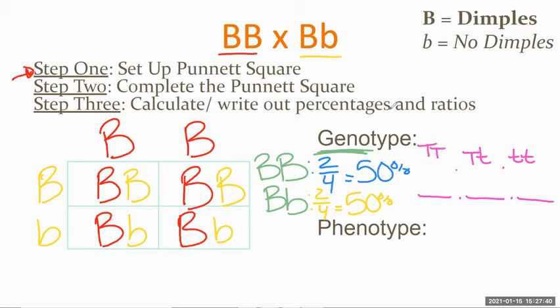For homozygous dominant, we have 2 individuals, so we'll put 2. For heterozygous, we have 2 individuals, so we put 2. And for homozygous recessive, we have none, so we're going to put 0. So our ratio for genotypes is 2, 2, 0. Or if you want to simplify, you could just do 1, 1, 0. And that's it for how to figure out the percentages and ratios of genotypes.